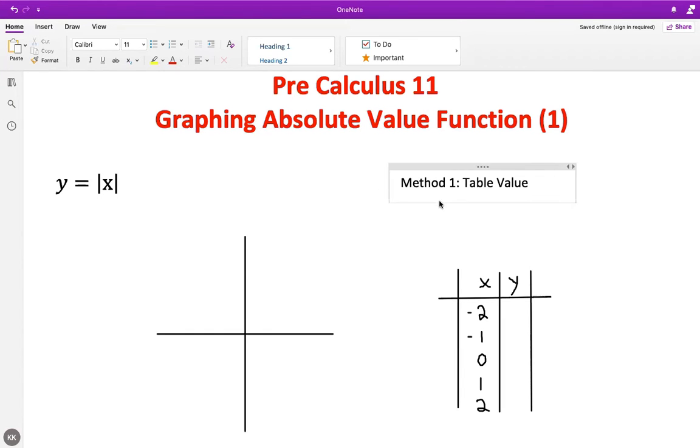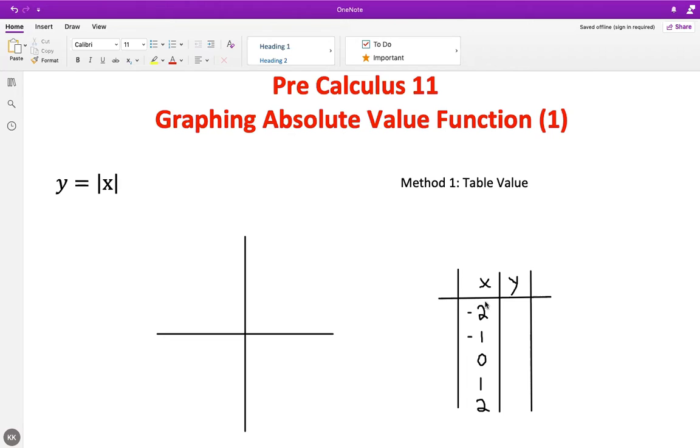So for this video you will learn how to graph the absolute value function. This is a basic absolute value function, y equals absolute value of x. In the first method I'm going to use the table of values. In this video I'm going to show you all three methods of graphing the absolute value function. So this is the first one.